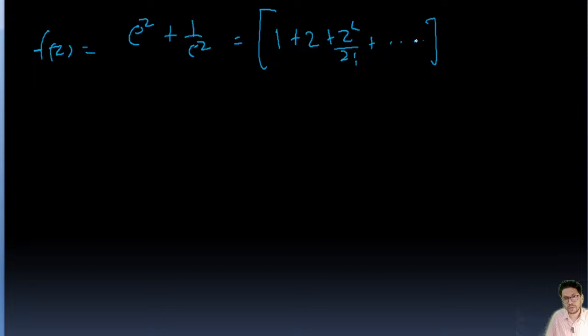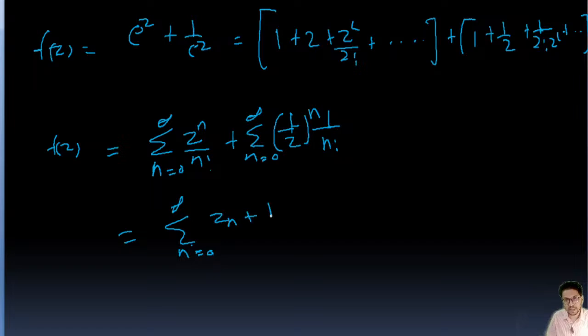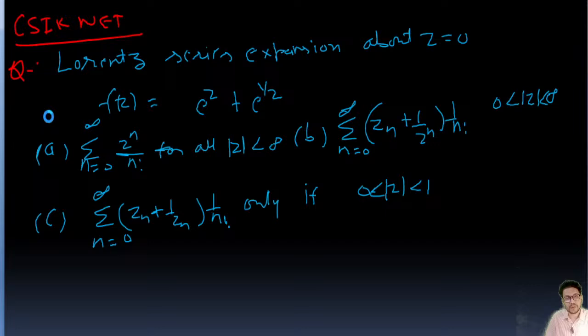So now we can combine these terms, 1 plus 1 upon z plus 1 upon 2 factorial z square and so on. The first term is sigma z^n upon n factorial, plus the second term, n equal to 0 to infinity of 1 upon z to the power n into 1 upon n factorial. So this is z^n plus 1 upon z^n, into 1 upon n factorial, and there is a condition that mod z must be between 0 and infinity, because at 0 and at infinity those are not defined. So which option is matching? Option B is the correct option.